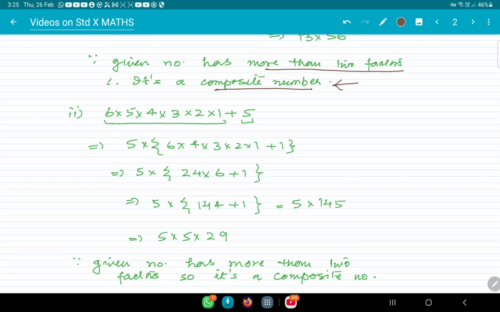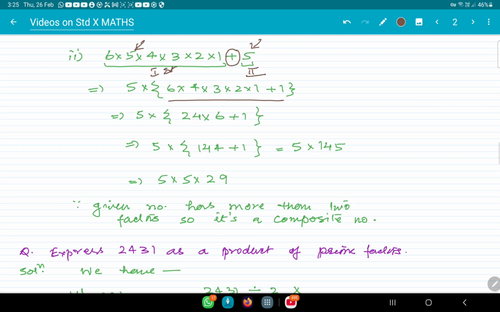Now the next question is 6 into 5 into 4 into 3 into 2 into 1 plus 5. Again this will become your first term, and the 5 will become your second term. In both terms you will see that 5 is common, so this will come out, and the remaining will be inside the bracket. Just simplify, and we will get the final answer. Here you are seeing that it comes in this form, and 145 again reduces to 5 into 29. So our final answer is a composite number.